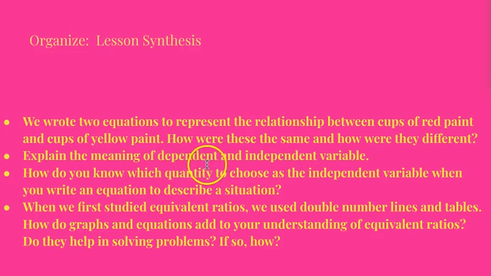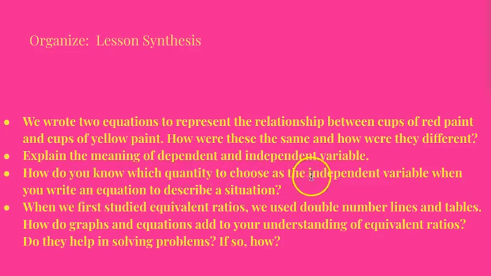Dependent, I hope you know by now, is the one that you find, whereas independent is the one that you're using. So like we talked about with speed, if we know that the speed was 25 miles per hour, the independent variable was the time, and the dependent was how far they went in distance.